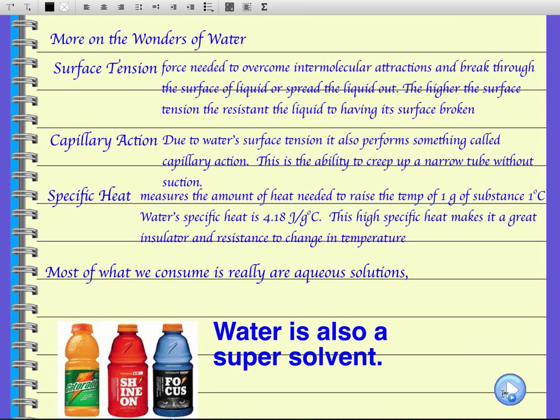Now, the other thing that you need to remember is that most of the drinks that we consume are actually aqueous solutions. Our Gatorade, our tea, our coffee, anything, even our soda is mixed with water. So water is also called that super solvent.